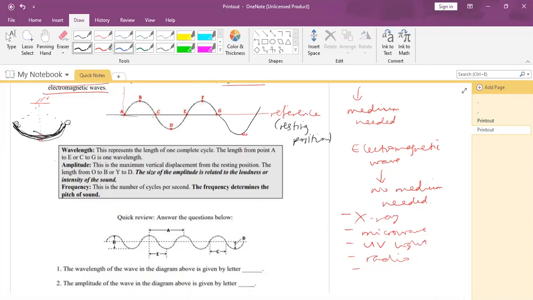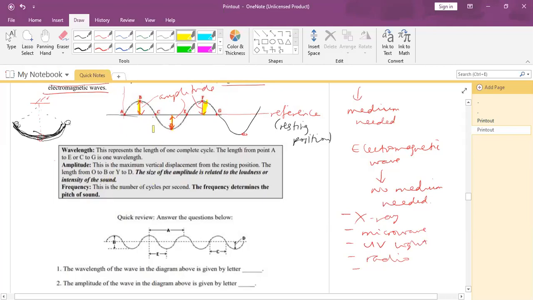So let's come here. If you take from here to that point like this, this is an amplitude. From this point, maximum displacement down, this point to that point here, this is also an amplitude. There's an amplitude here from there to that point. So it's a maximum displacement from the reference point.